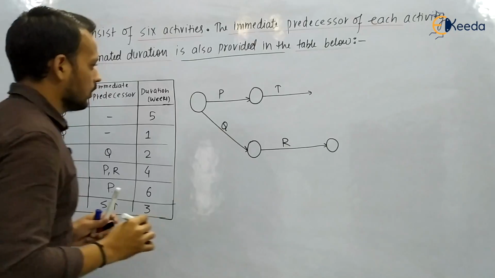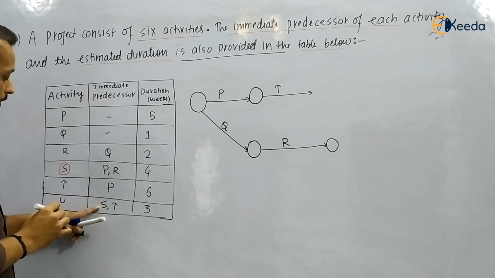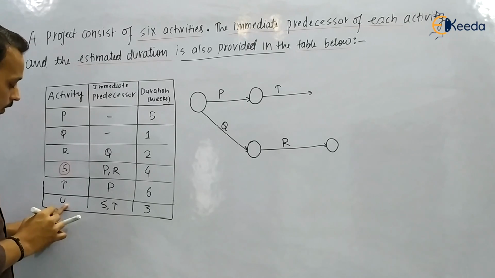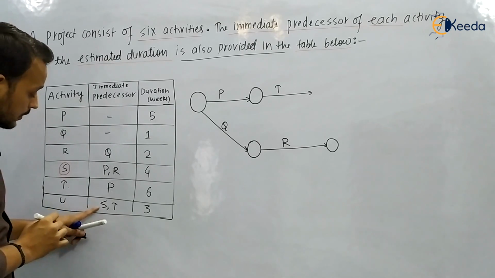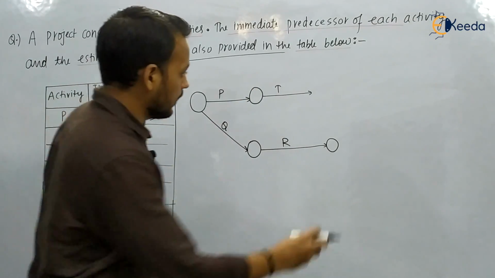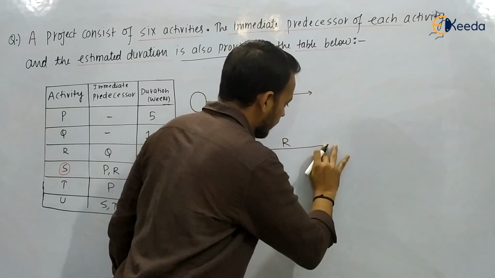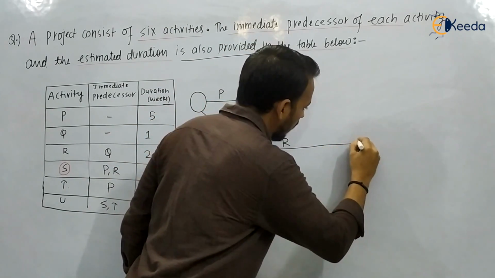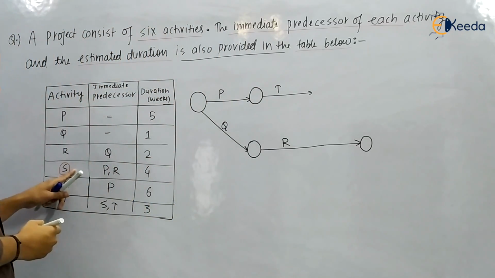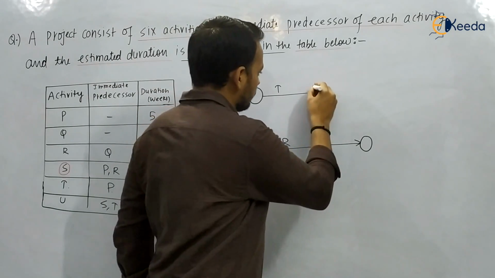Now we have to draw activity U. The precedence is S and T. The last one is activity U and the precedence is S and T. But we have not drawn the activity S, so first we will draw the activity S. How to draw activity S? You can see activity S, the precedence is P and R.